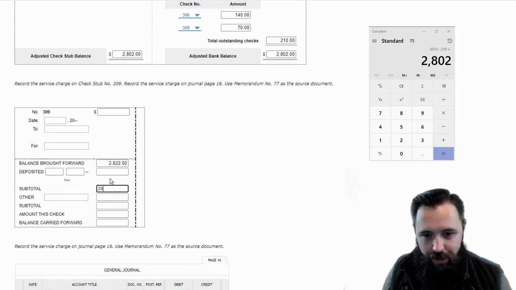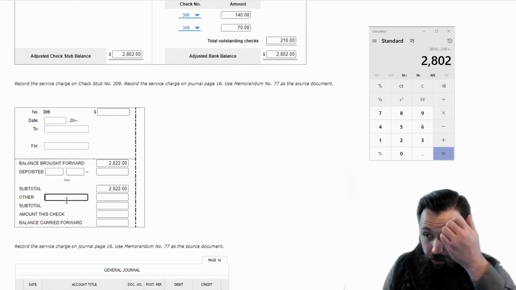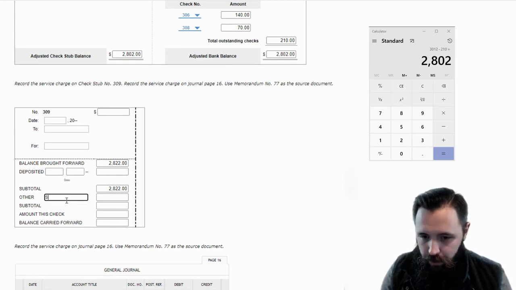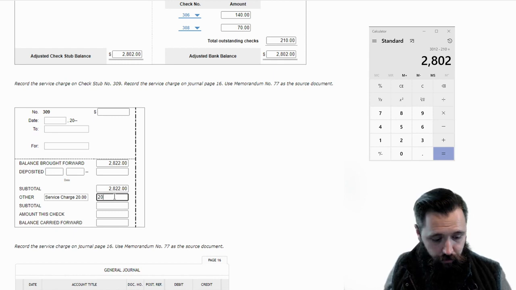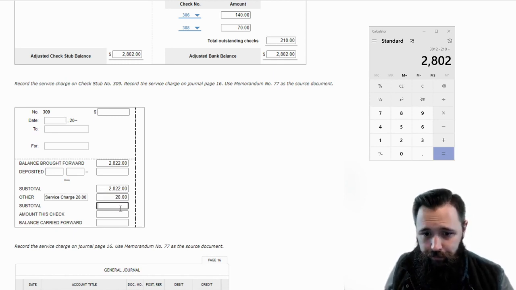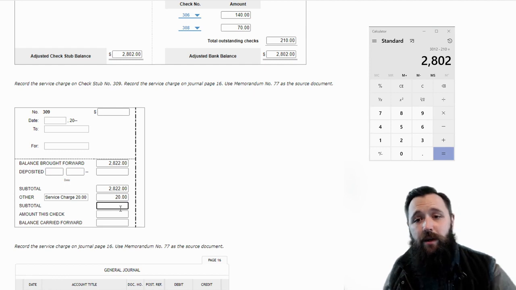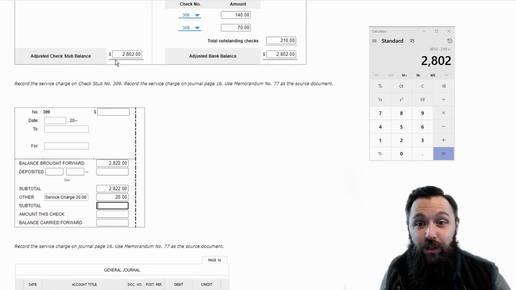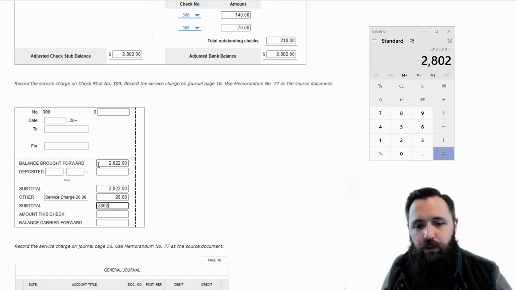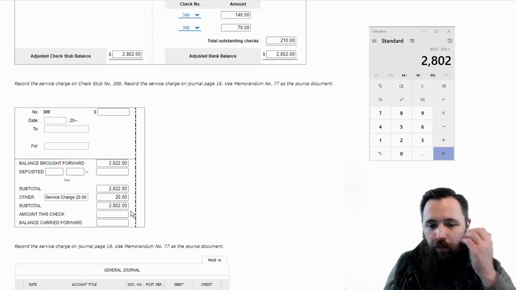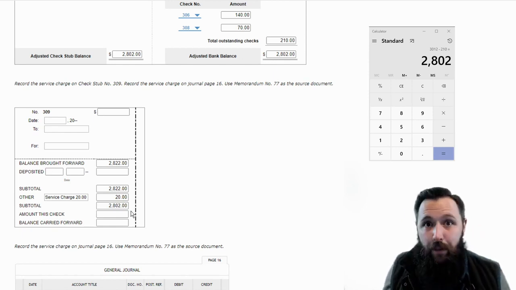So we'll just bring down this total, and then we have other here. And what goes here? Well, this is going to be where we write in our service charge, okay? And we're going to put it in just like it did on the memo, where we actually put the dollar amount in there as well. So service charge $20. Then we'll write in 20 because it's going to be $20. What's the subtotal? Well, now our subtotal should be our new adjusted check stub balance. So we take 2,822, we minus that 20 again, and we get 2,802. Now, that's it. We stop right there.